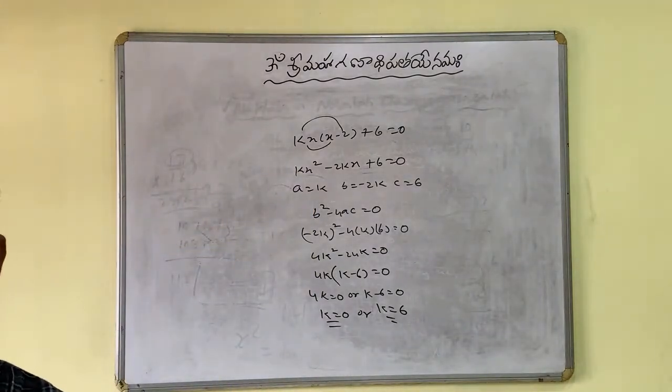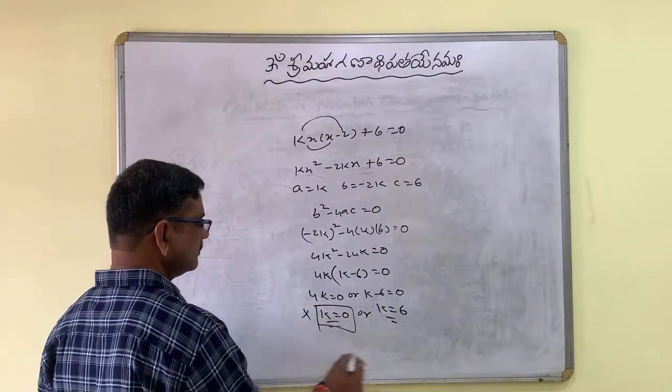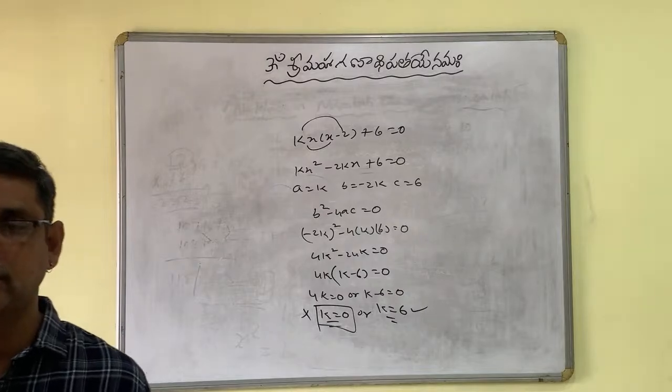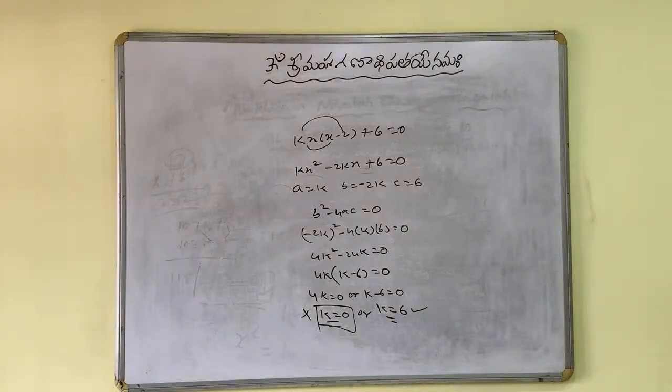If k is 0, 0x square minus 2 into 0 into x plus 6 is equal to 0. That will not become a quadratic equation. Therefore k equal to 0 is not valid. So answer is k equal to 6. Okay children, understand?